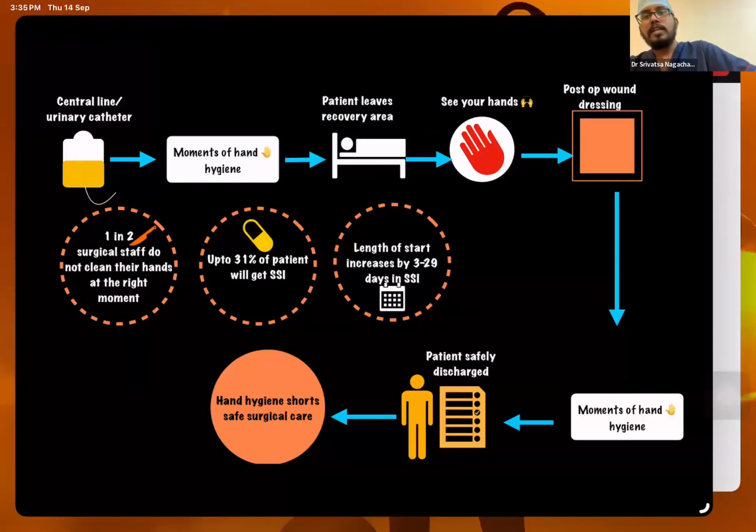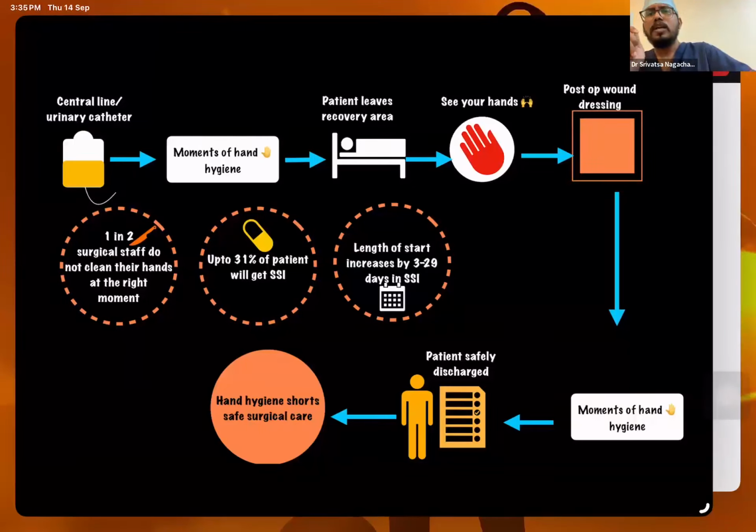And if you see in surgical things, almost up to 31% of the patients get surgical site infections. Even when I looked into the data, 61% of our healthcare workers won't clean their hands at the right moment, because they don't know when it is the right moment. So don't be that sort of healthcare worker. Do hand hygiene at the right moment and follow the 5 moments of hand hygiene.